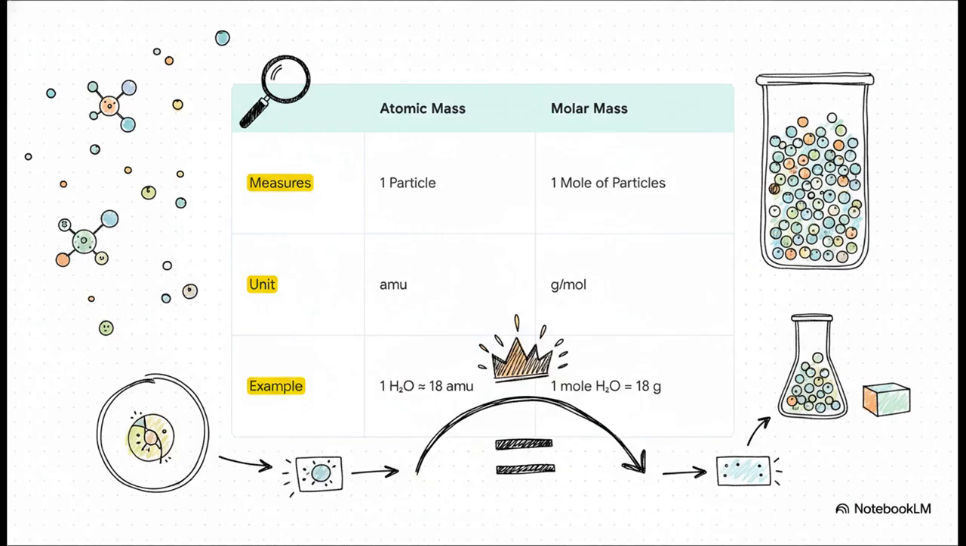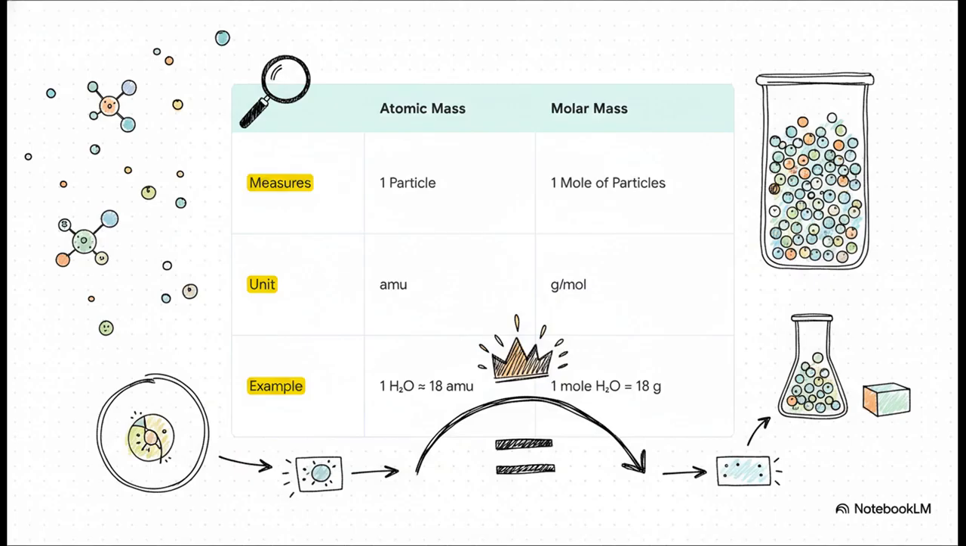On the left, you've got atomic mass. That's the weight of one single tiny particle measured in a teeny tiny unit called AMU. On the right, you have molar mass. That's the weight of a whole mole of those same particles. And here is the magic trick. The number is the same.